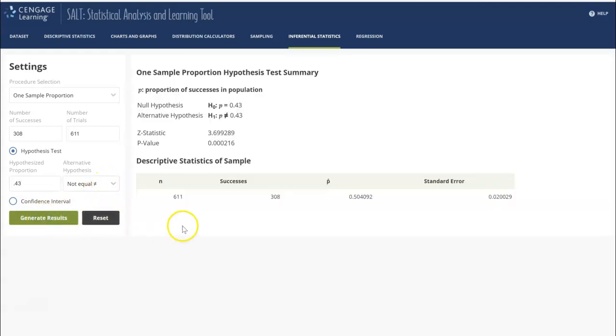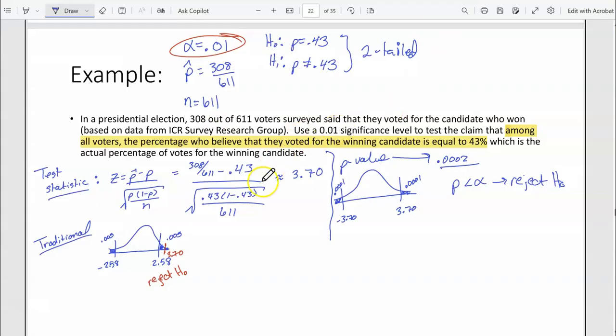We're going to generate those results. So it gives me my p hat, which is this divided by that. And then here's your p-value, no, just kidding. Here's your p-value, 0.0002. So then we would compare p less than alpha, we reject. There's your test statistic that we computed by hand. So you see, it's giving you the same information.